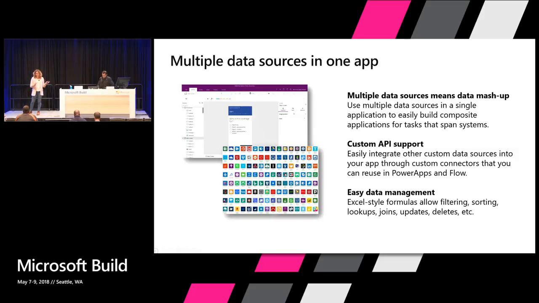Now, we have all of these great 200-whatever connectors. I don't know how many there are now. 221 as of today? Excellent. You can also build your own custom API, build a JSON Swagger file on top of your REST API, and bring your own connections to the table to use inside of PowerApps on top of all the other connections we provide. Now, that easy data management, those Excel-like formulas, will allow you to filter and sort, look up, join, all those different common functions you do when you're working with data as well.